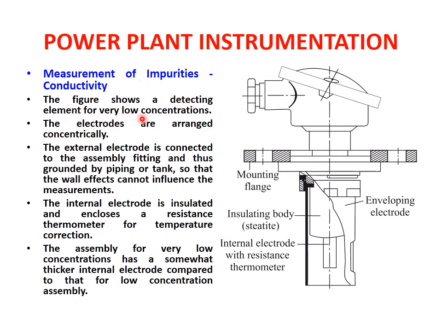So the figure shows a detecting element for very low concentrations. The electrodes are arranged concentrically. So as we can see, these electrodes have the same axis. They are placed on the same axis, therefore it is concentric. The external electrode is connected to the assembly fitting and thus grounded by piping or tank, so that the wall effects cannot influence the measurement.